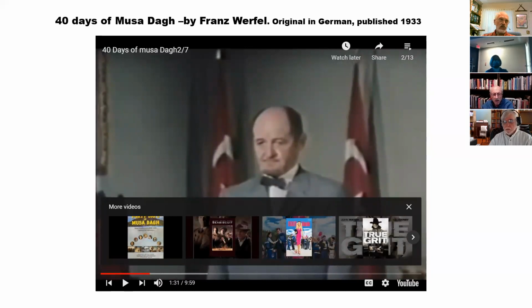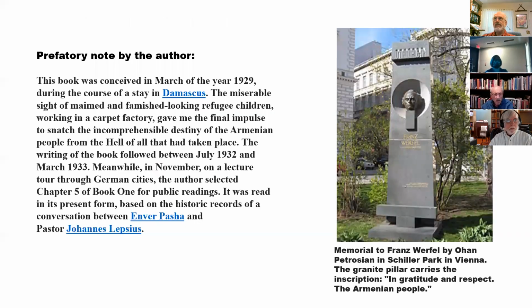I don't like to watch horror stories too much, but that's really... It's a terrible story. And it wasn't even that well known until Werfel published his novel. As he says, this is Franz Werfel, the author, this book was conceived in March of the year 1929 during the course of a stay in Damascus. The miserable sight of maimed and famished-looking refugee children working in a carpet factory gave me the final impulse to snatch the incomprehensible destiny of the Armenian people from the hell of all that had taken place.